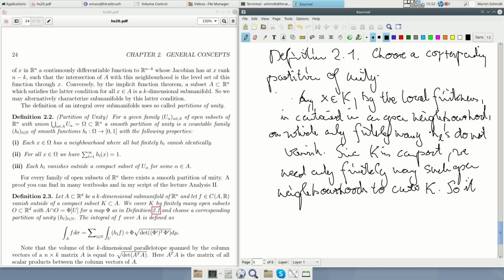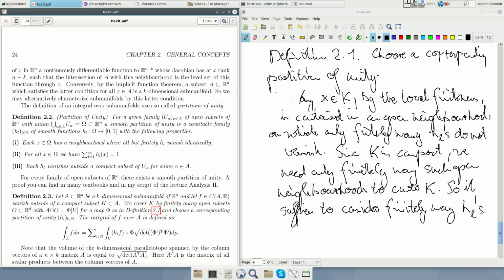So it suffices to consider finitely many H_L. Okay, so we can assume that our partition of unity only has finitely many members. This follows from the local finiteness and from the compactness of K.